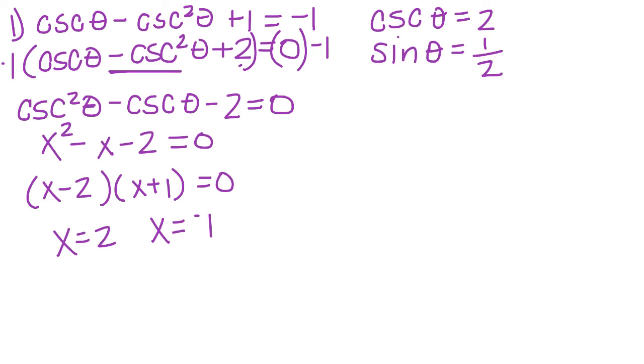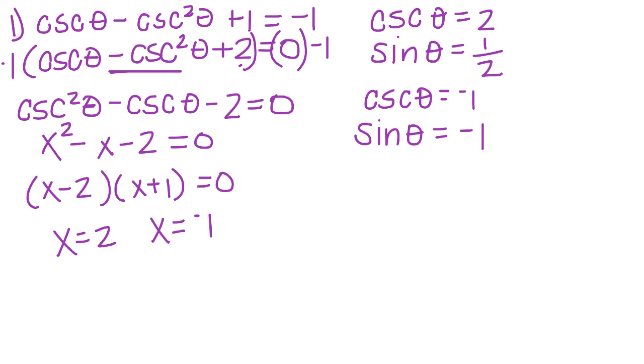What about x equals negative 1? Well, that means cosecant of theta equals negative 1. Well, cosecant is the reciprocal of sine, so that means sine of theta. What's the reciprocal of negative 1? Still negative 1. Notice no sign change occurred there. You just flipped it over. Be super careful with that.